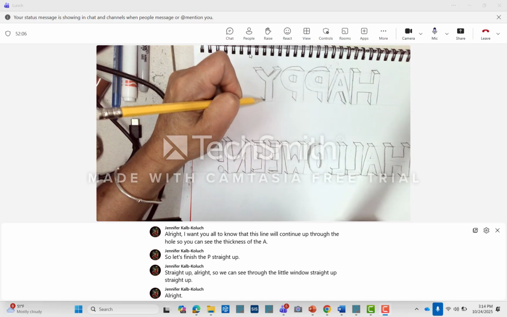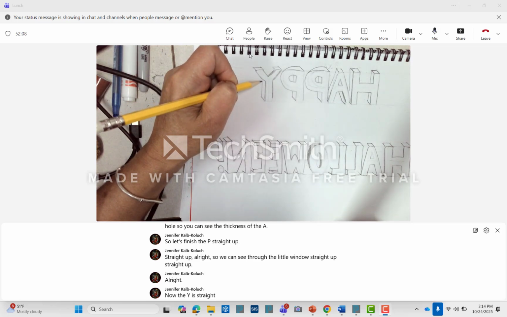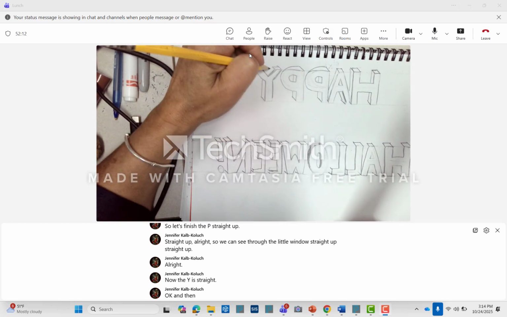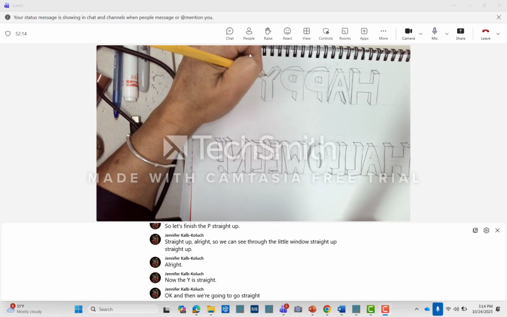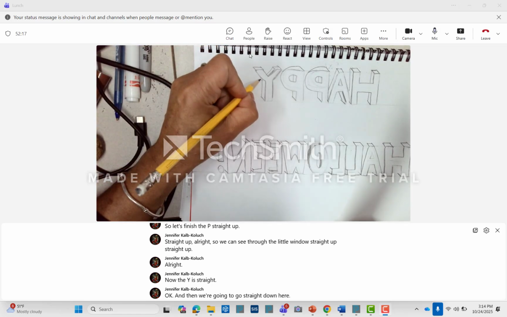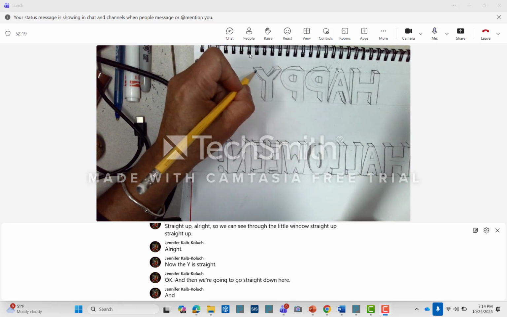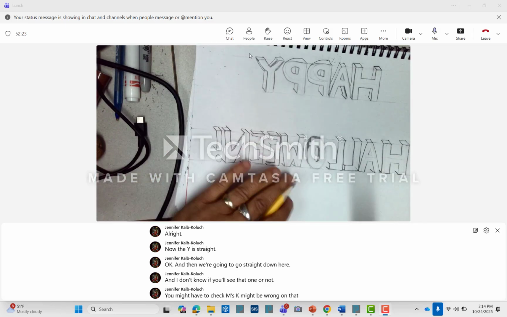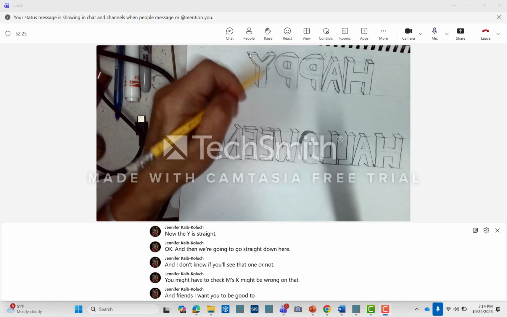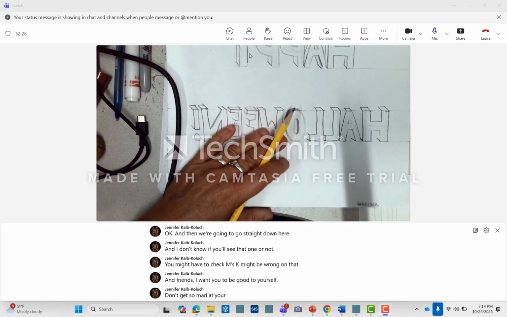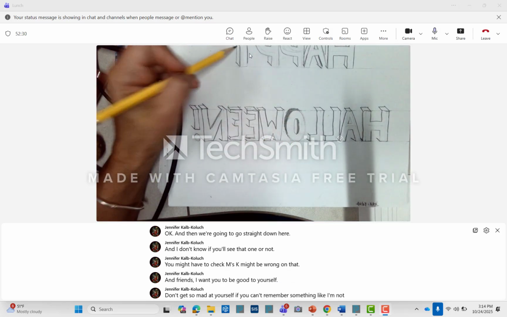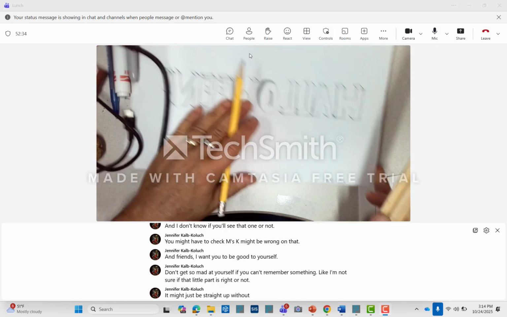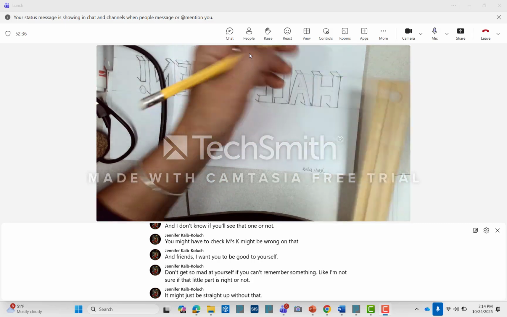Now the Y is straight, okay, and then we're going to go straight down here, and I don't know if you'll see that one or not. You might have to check. Ms. K might be wrong on that. And friends, I want you to be good to yourself. Don't get so mad at yourself if you can't remember something. Like, I'm not sure if that little part is right or not. It might just be straight up without that. Okay? Let's keep on going.